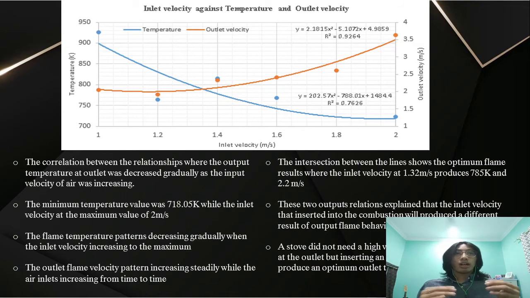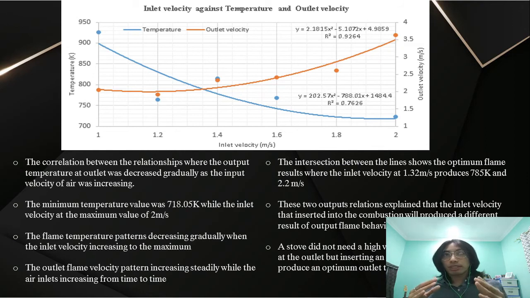So these two output relations explain that the inlet velocity that is inserted into the combustion will produce a different result of output flame behavior. So a stove did not need a high velocity to get high temperature at the outlet, but inserting an optimum inlet velocity will produce an optimum outlet temperature.